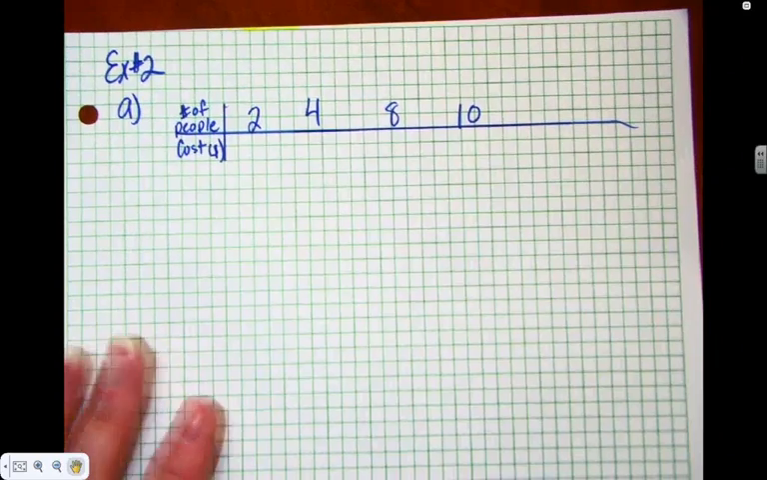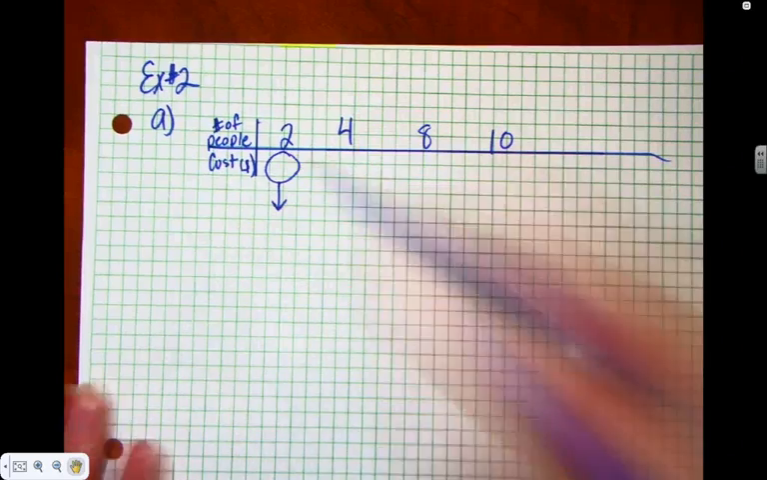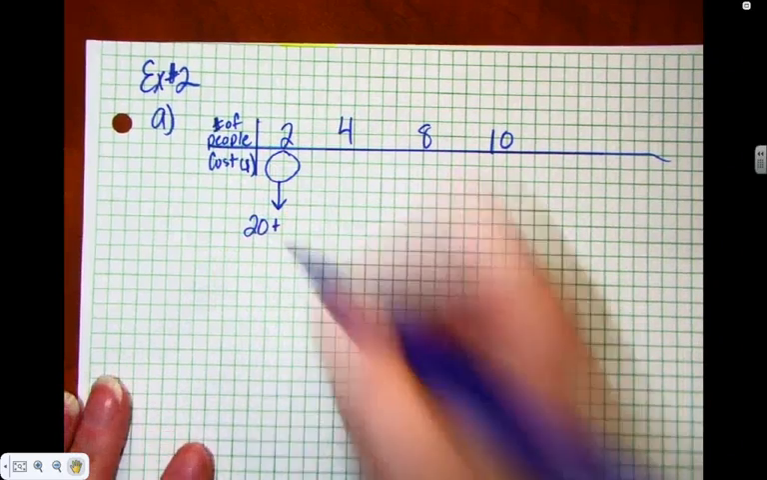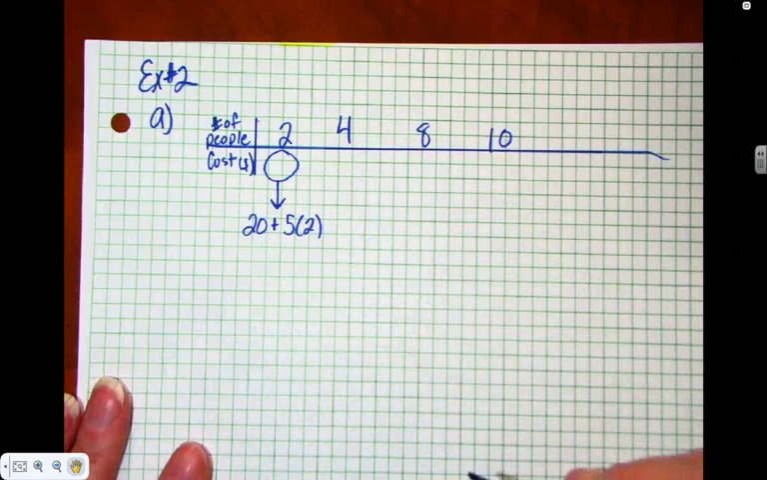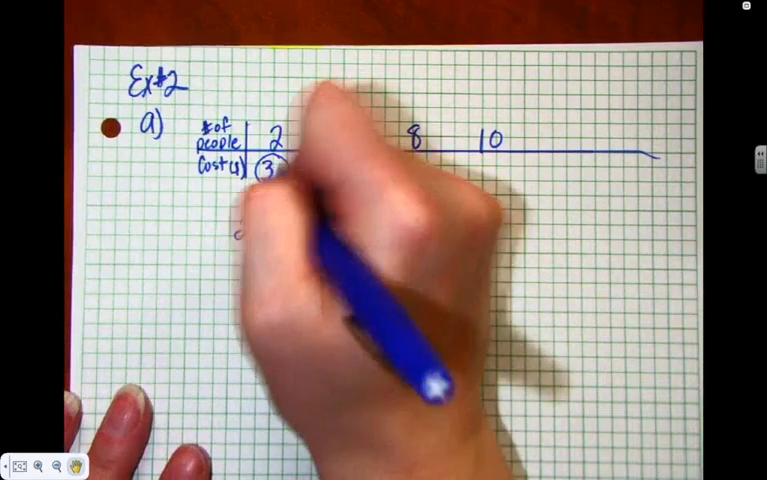Okay, 2 people. I'm just going to show the calculation just so when you look back you see how we got the number that's going to go here. So we have to pay the $20, plus we have to pay $5 per person. So how much is $5 per person? $10, and then the 20 is going to make it 30.